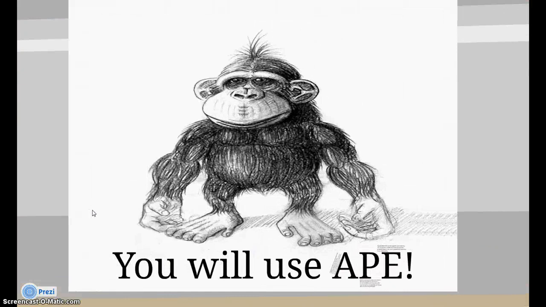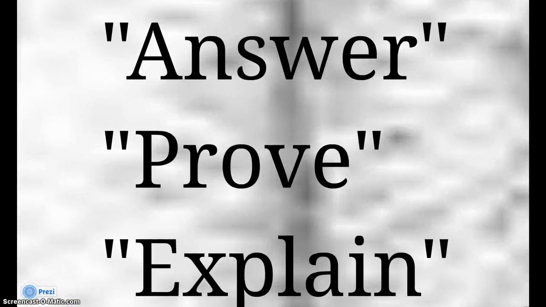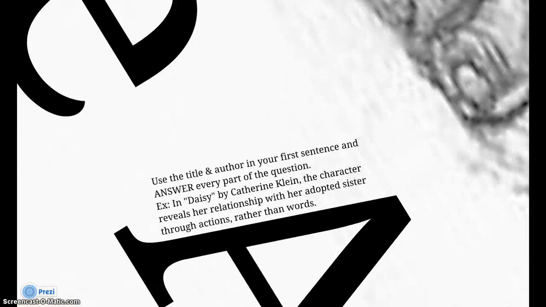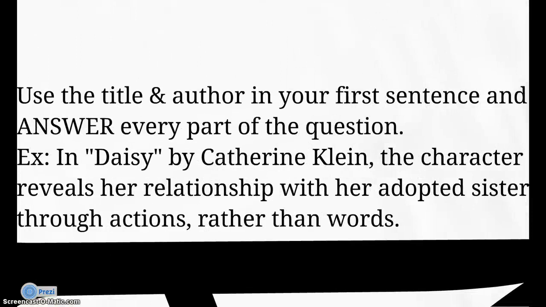So what are you supposed to do when you have an OEQ or short answer question? In this class, we're going to use APE. So that would mean answer, prove, explain. So if you were to look at those three steps, our answer, or our A, is that you would want to use the title and author in your first sentence and answer every part of the question.